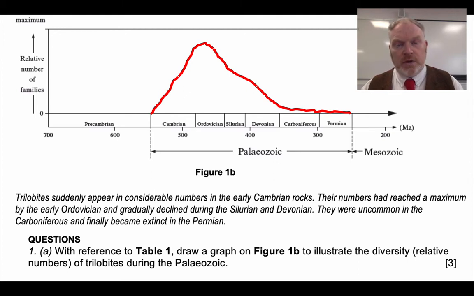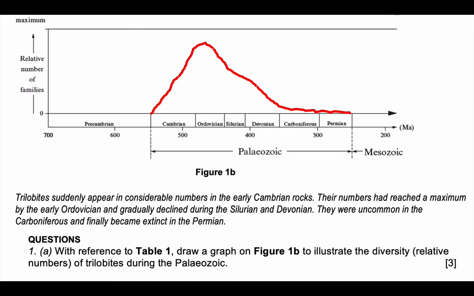Okay, you get a mark for their appearance, a mark for the disappearance, and a mark for showing some other feature of the graph on the way. A fairly straightforward question, I think.